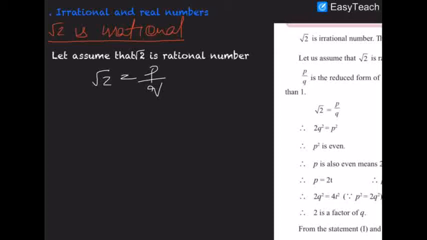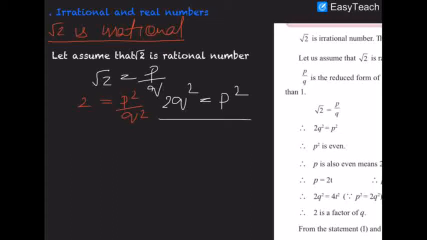So root 2 is rational means it can be written in the form p by q. That is, root 2 is equal to p by q. Since the square root can be cancelled, we are taking square on both sides. So the equation will become 2 is equal to p square by q square. That is, the q square is taken to that side: 2q square is equal to p square.